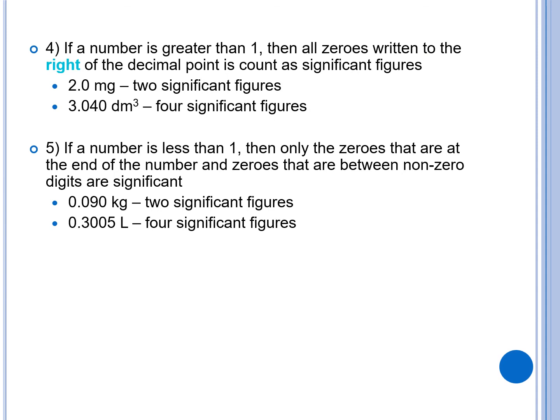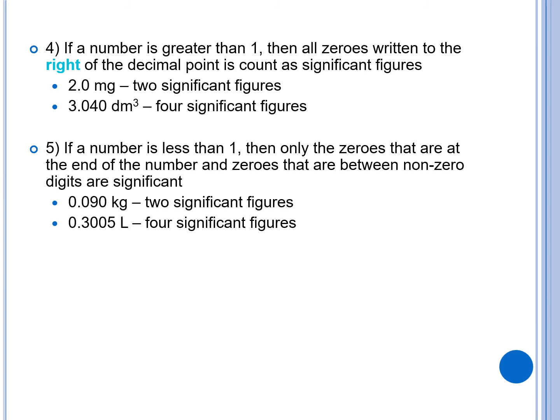Rule number 4: if the number is greater than 1, then all 0s written to the right of the decimal point are counted as significant figures. For example, 2.0 mg. This 0 is counted, so it is significant. So 2 significant figures, since this is more than 1. And 3.040 is 4 significant figures.